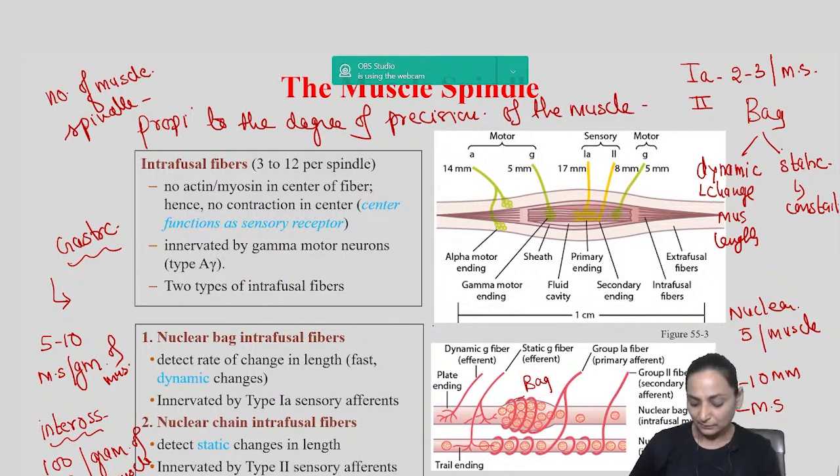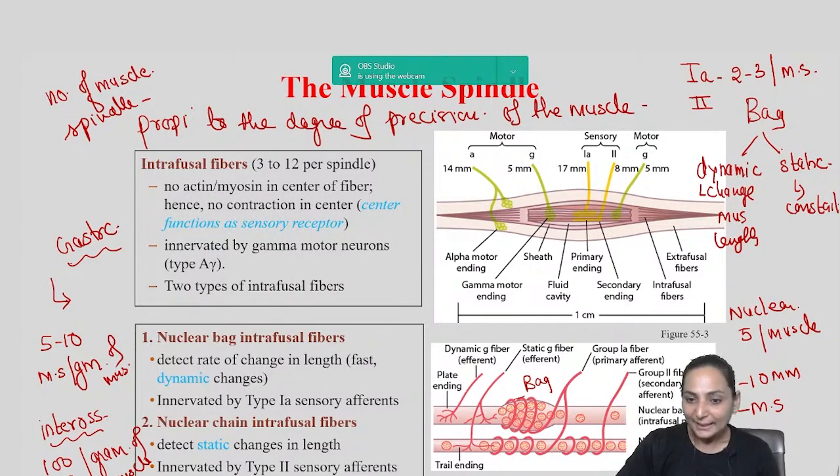So again, so there's no confusion: nuclear bag fibers and nuclear chain fibers. Nuclear bag fibers are static and dynamic. Nuclear chain fibers do not have such a static and dynamic structure. The innervations are 1A and type 2.